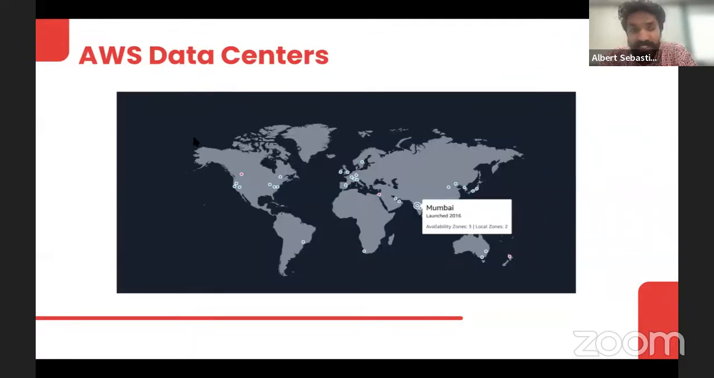So this is just an example of all the different AWS data centers which exist. You can see in Mumbai, for example, it is there since 2016. And there are many active locations, almost 30 regions they support, and many zones out there. So this gives you a high level perspective of where all AWS data centers lie.